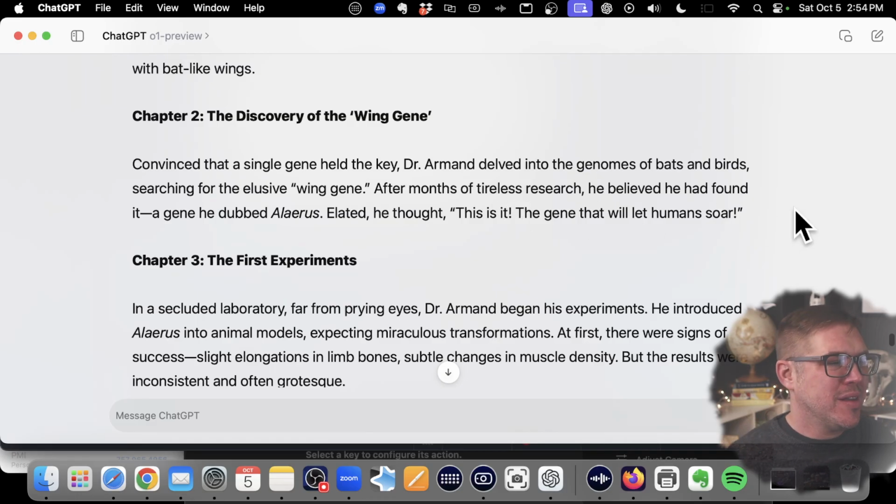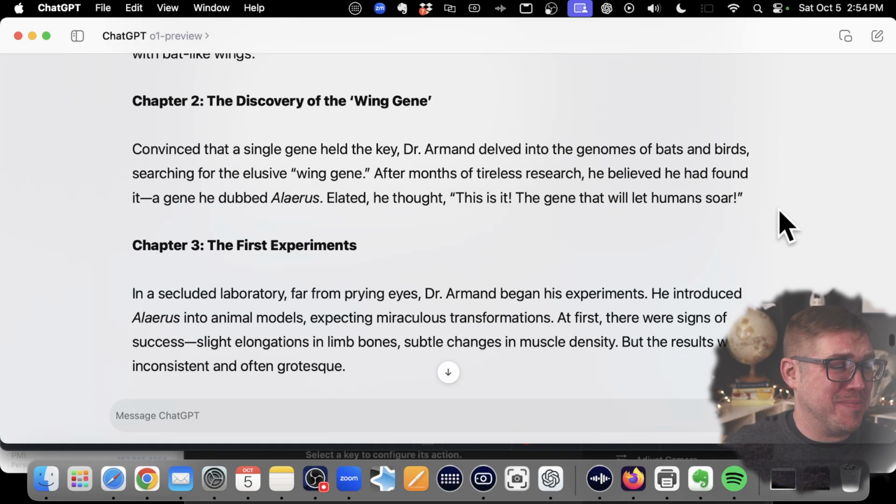Convinced that a single gene held the answer, Dr. Armand delved into the genomes of bats and birds, searching for the elusive wing gene. It sounds dumb when you say it like this. After months of tireless research, he believed he'd found it, a gene he dubbed Alarius, because "ala" means to fly. That means to fly too, comes with the same root. Elated, he thought, this is it, the gene that will let humans soar.